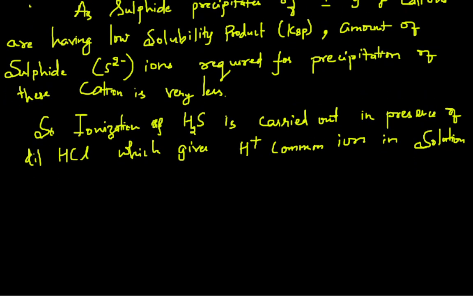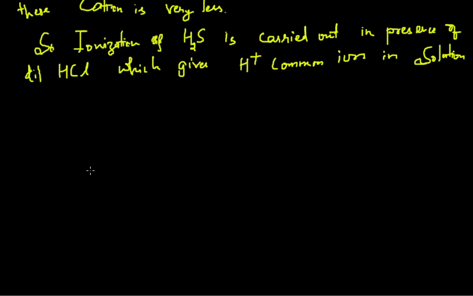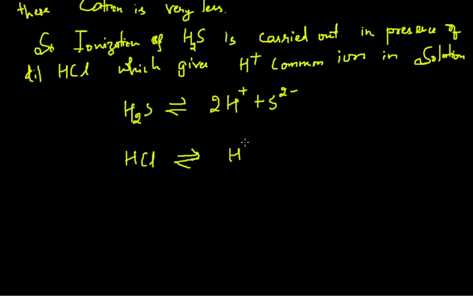So ionization of H2S will give you 2H plus and S2 minus. Now ionization of HCl will give you H plus and Cl minus. Now because of this common ion effect, see here H plus and H plus, what will happen is, by Le Chatelier's principle, whatever you try to do, the system will try to undo that effect.